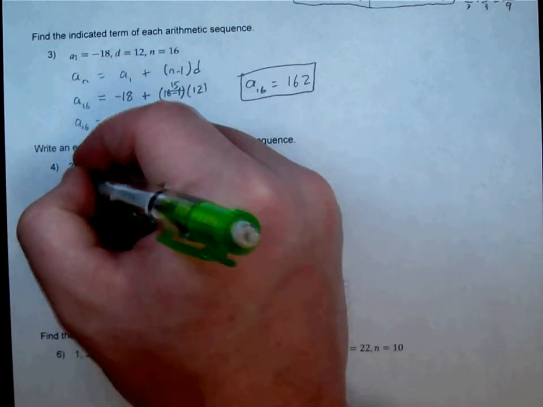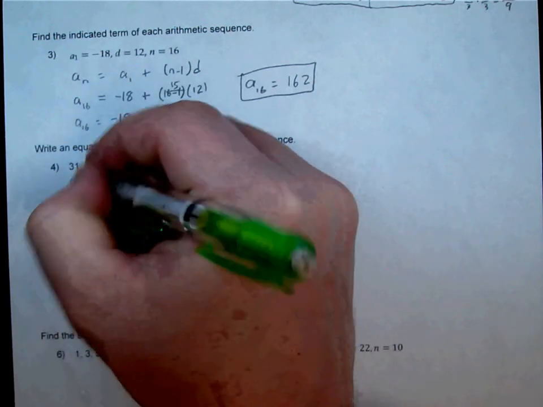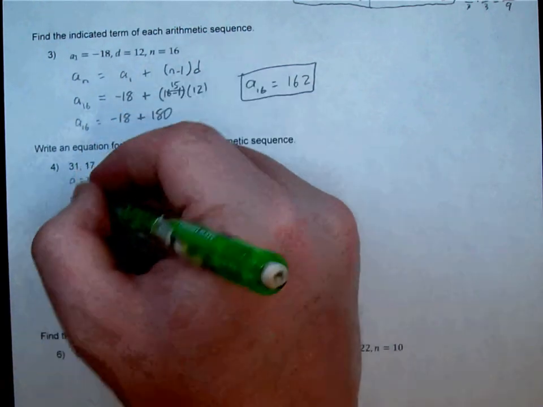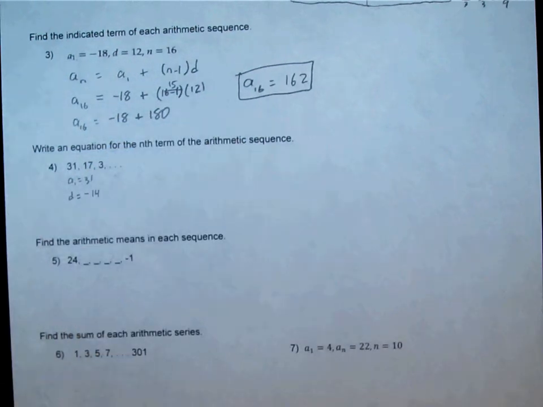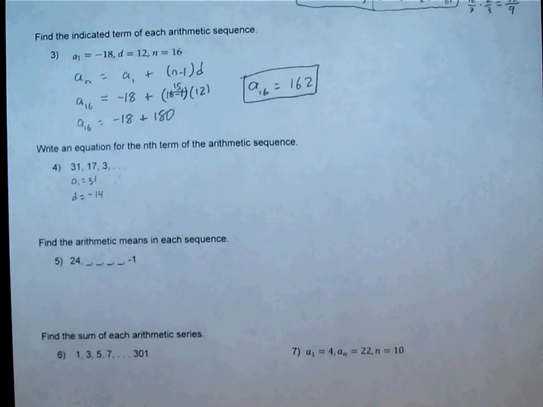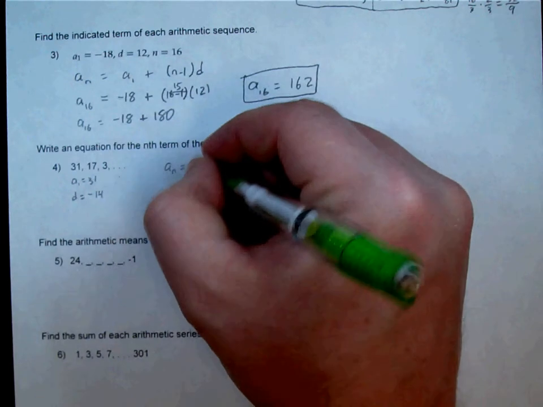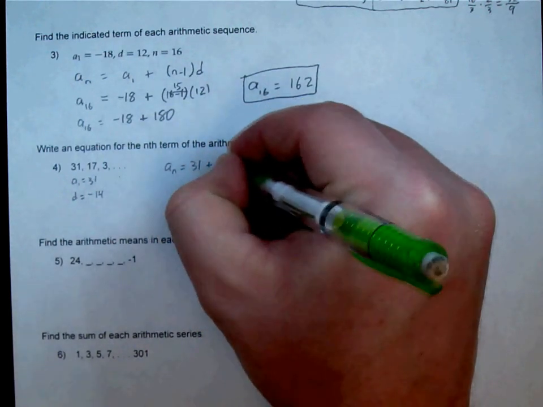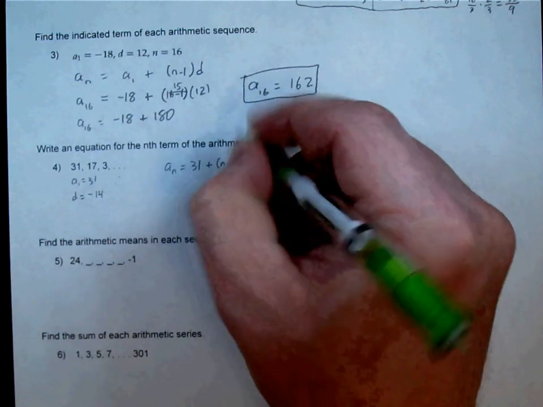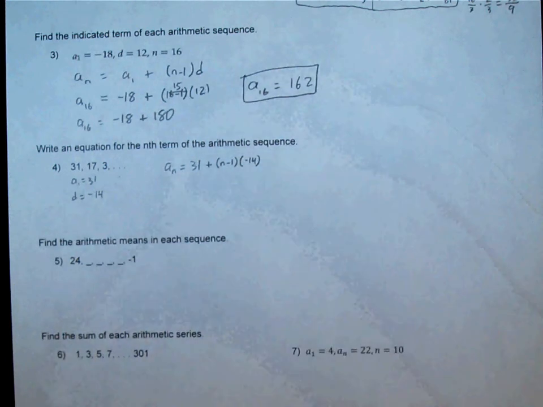We know a1 is 31. I also know what d is. I can see that from one term to the next I'm going down. I'm decreasing, so it's subtracting 14. Those are the only two things I plug in because I'm looking for the nth term. It doesn't specify a specific term. So a sub n equals a sub 1, which is 31, plus n minus 1 times d. Because d is negative, I'm going to put it in parentheses so I understand I'm multiplying by it, not subtracting it.